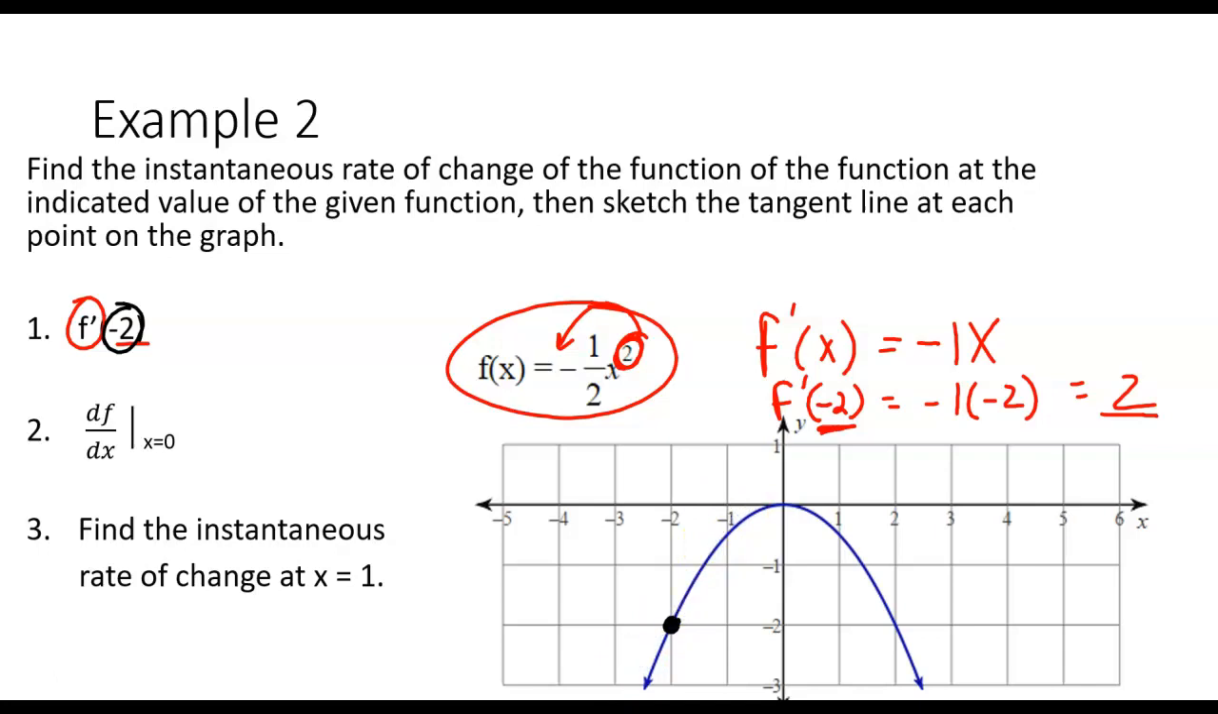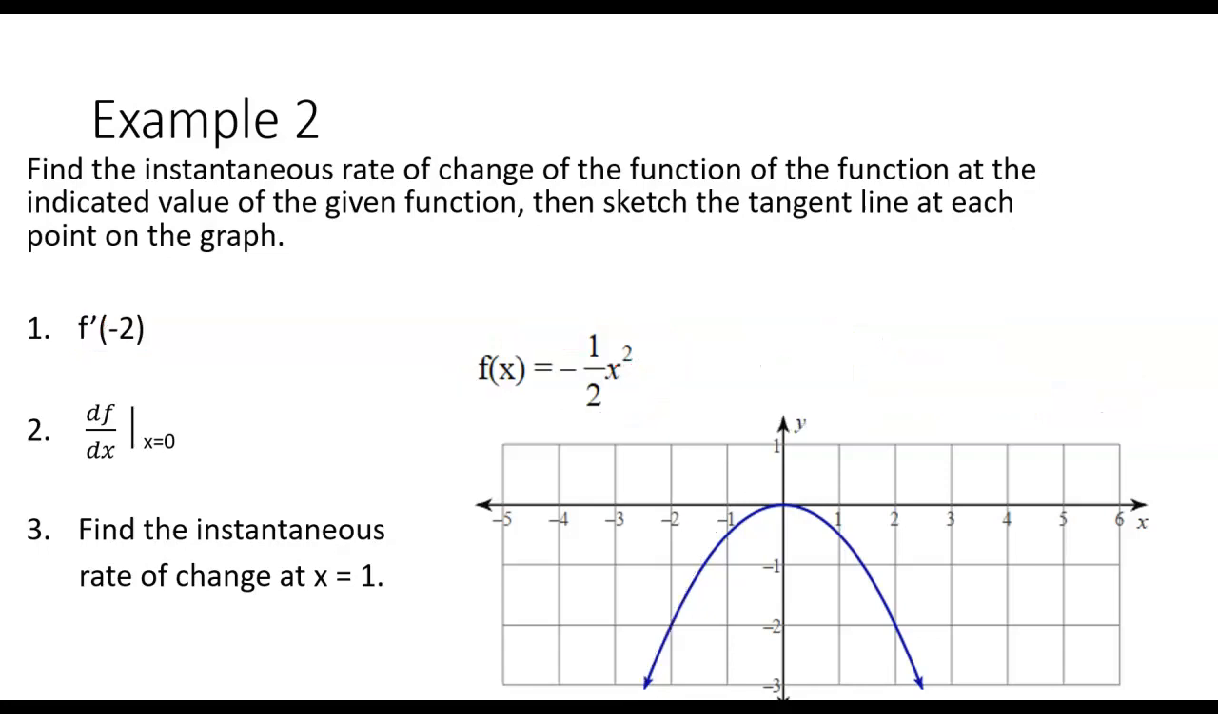Now, there's a way we could be a little more specific, though. Since I know what the slope of my function is at -2, I know it's 2. Starting from here, I can just go over 1, up 2, and get a nice looking graph there. So there it is. All right? So at x equals -2, this function, f of x, has an instantaneous rate of change of 2. Or in other words, the slope of this blue line at x equals -2 is 2.